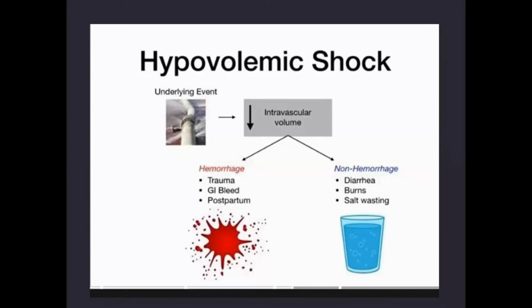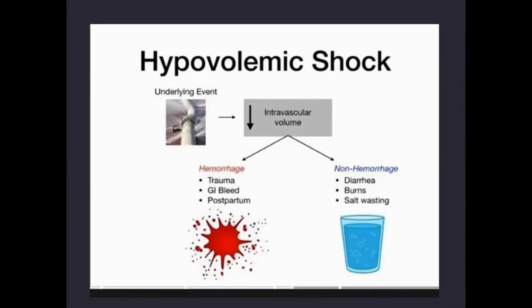Now, moving towards the left part of the slide, that is the non-hemorrhagic causes, which are due to severe diarrhea or vomiting, burns, and salt wasting. All these causes result in a decrease in intravascular volume, and all that ultimately leads to hypovolemic shock.